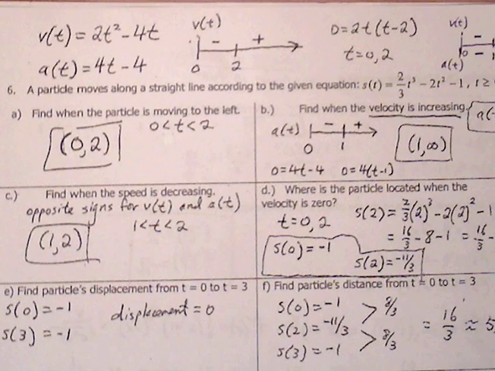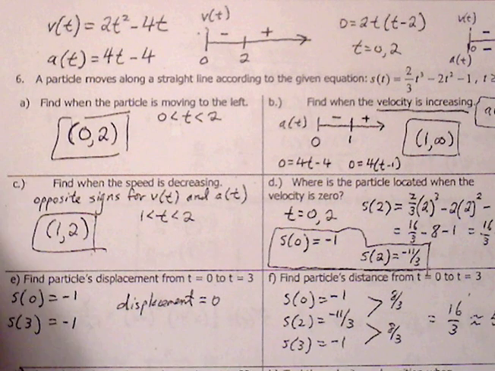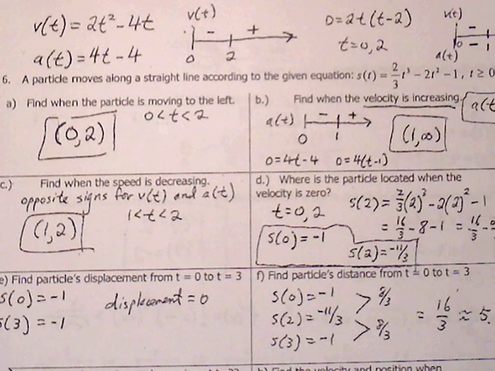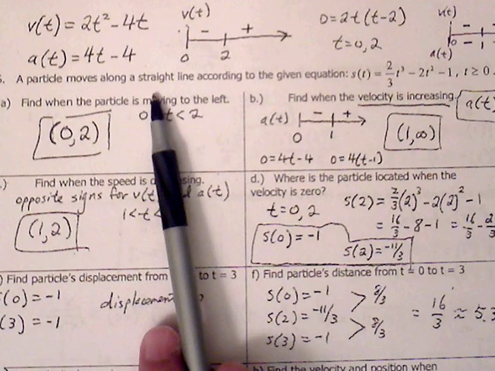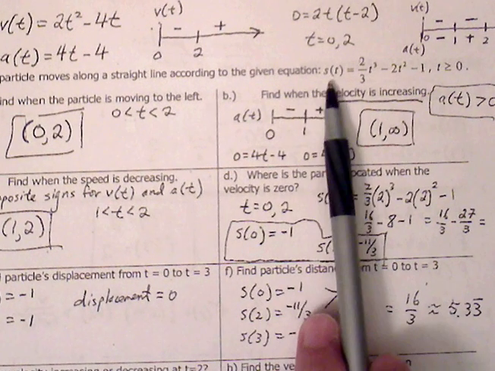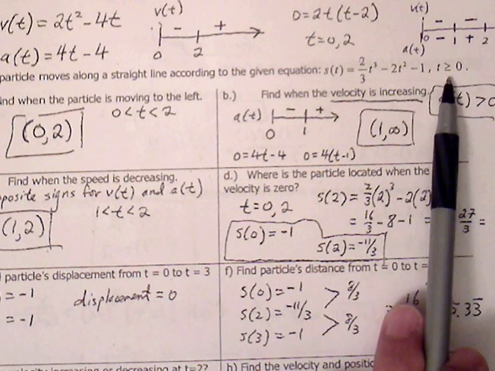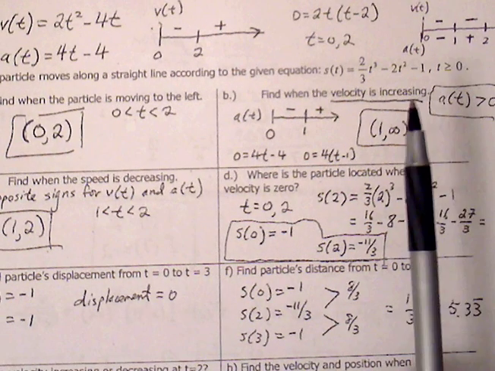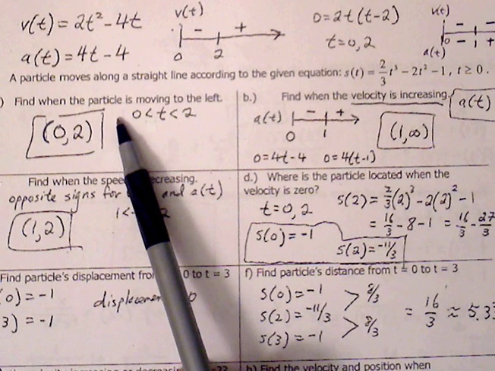Okay, so let's finish talking about the test review. This is the second page here, number 6. A particle moves along a straight line according to the given equation. So here's our position function, where t is greater than or equal to 0. For part A, we want to find out when the particle is moving to the left.